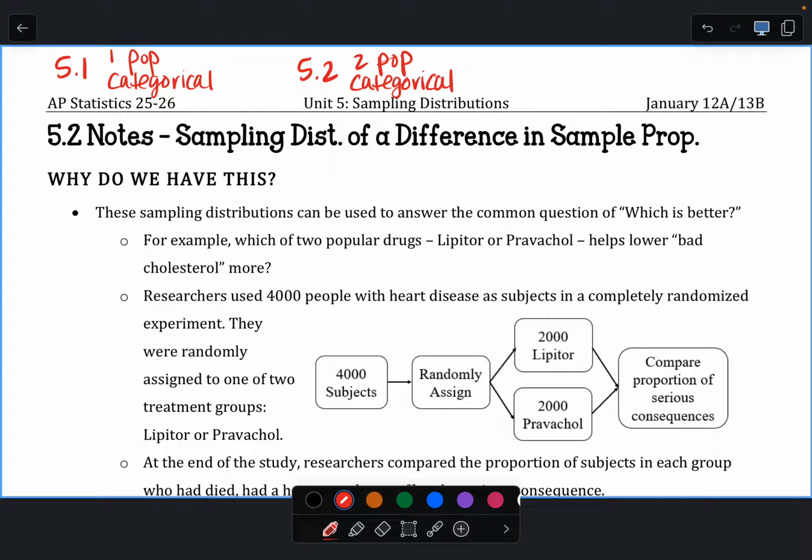And then for 5.3, we go in and we focus on 1 and 2 populations, but this is for quantitative data. So we're going to basically cover all of means in 1 day. Now, the reason why I do that is because we spend a lot of time in 5.1 especially building up this idea of 3 conditions. And then you just transfer that to 2 populations. And then you transfer it to means.